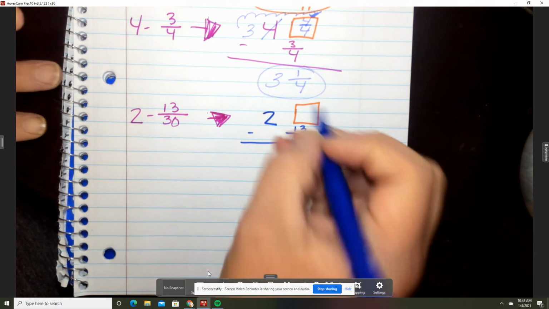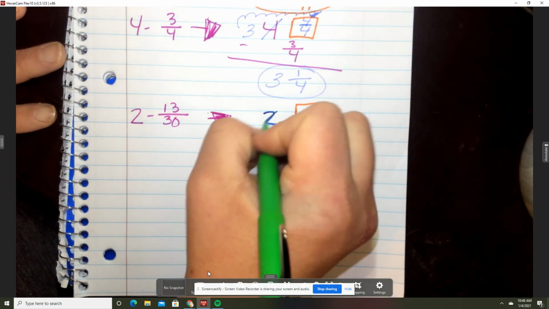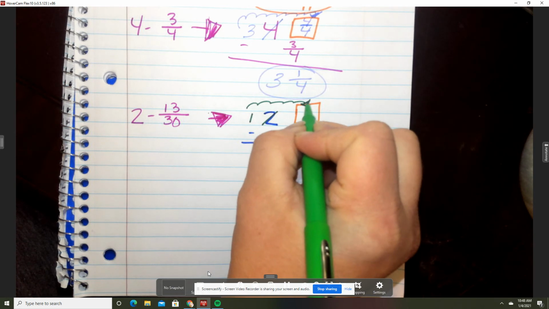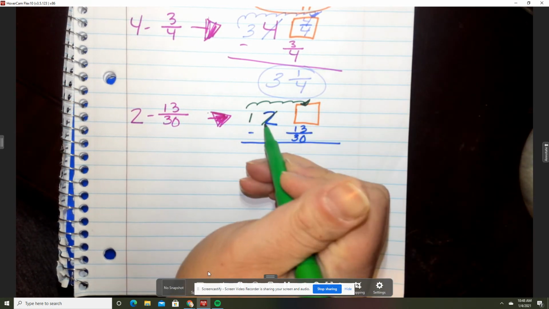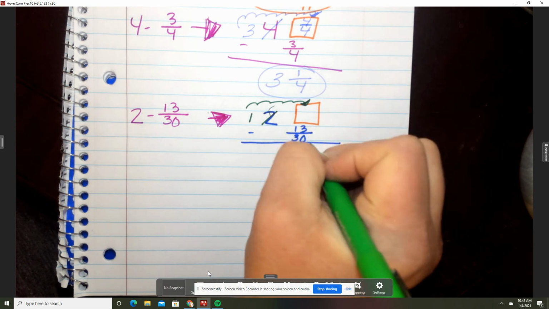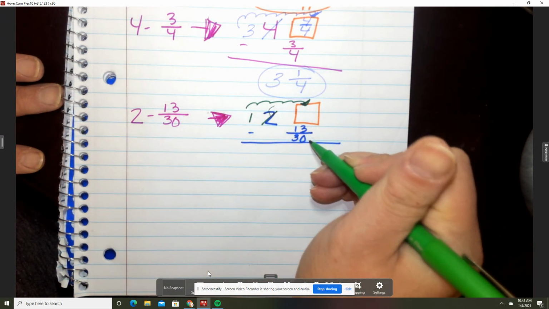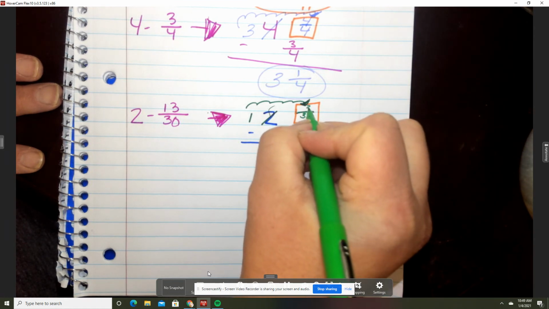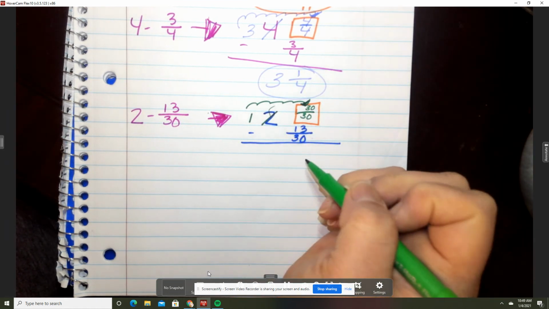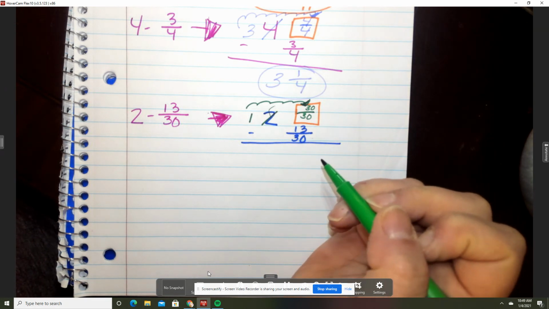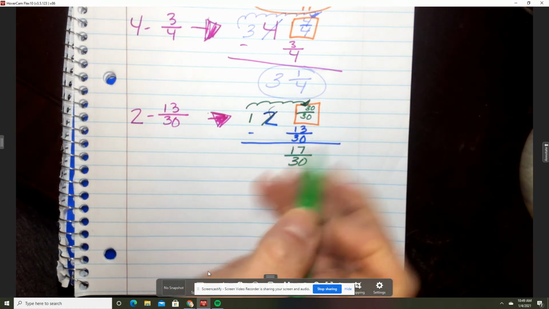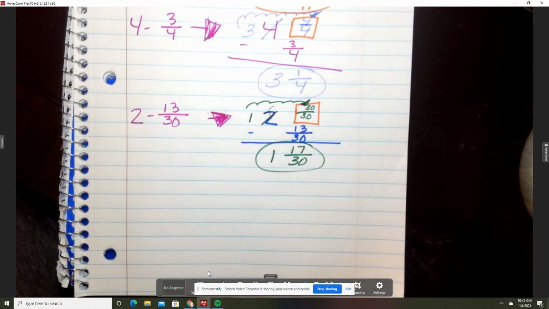Okay, so I'm going to borrow from my 2 and make that a 1. And then in my magical land of fractions, that whole number that I just borrowed is going to turn into a fraction. I'm going to match that denominator right there, so I don't have to do any hard thinking. Okay, 30 minus 13 is 17 over 30. And then I just bring down my 1. And then you're done, guys.